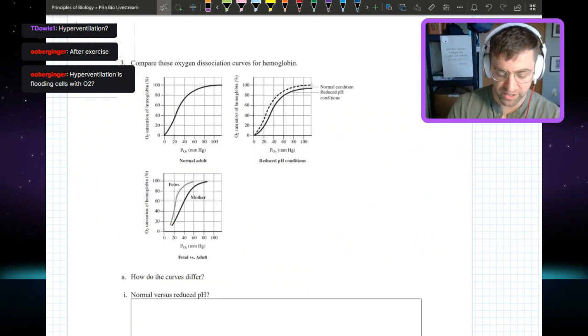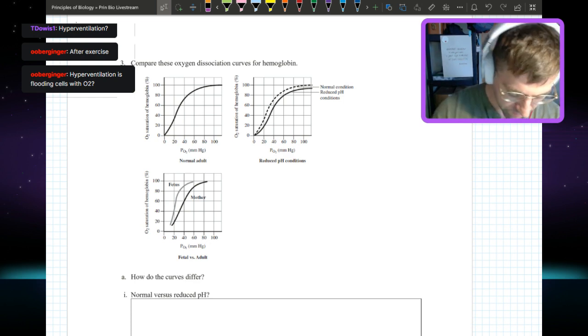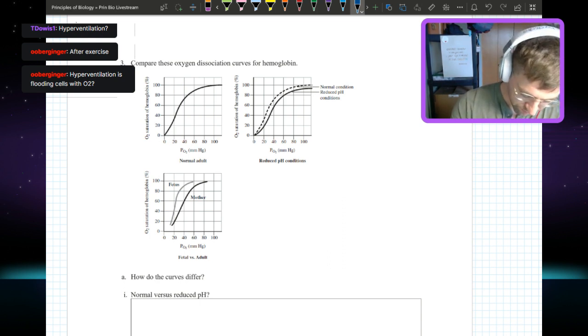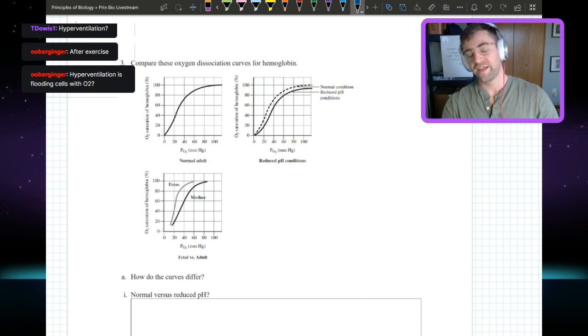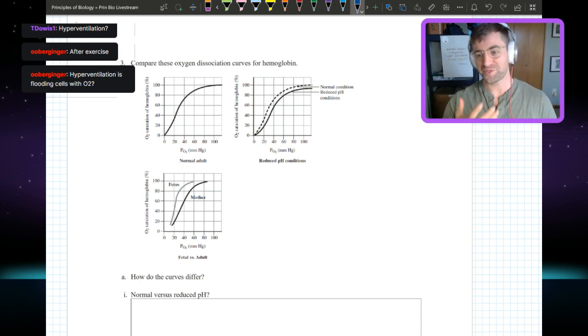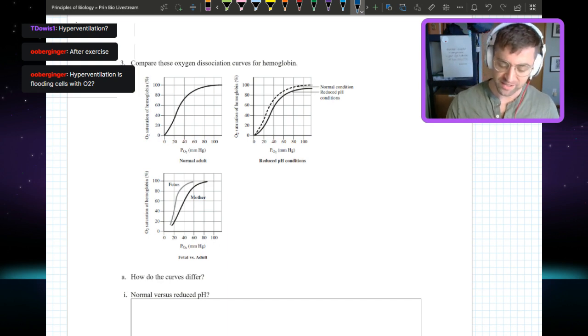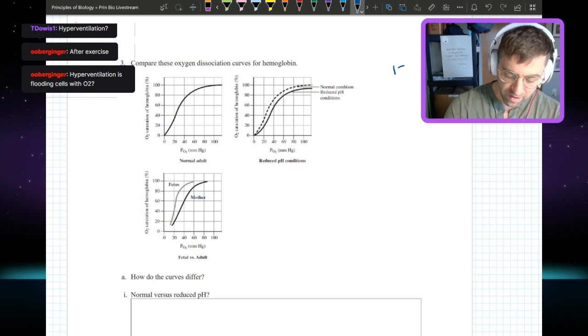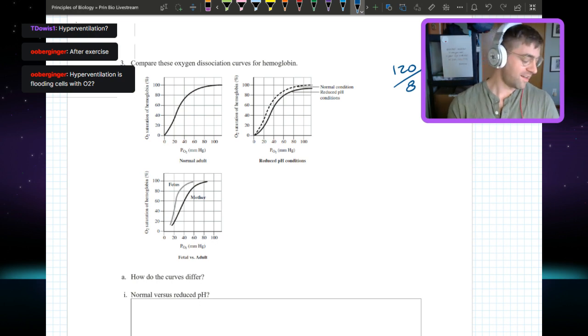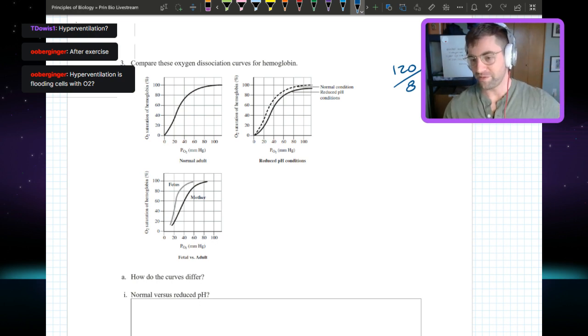So compare the oxygen dissociation curves for hemoglobin. Down here we have PO2, that's partial pressure of oxygen, in millimeters of mercury. If you've ever had your blood pressure taken with the cuff that wraps around your arm, millimeters of mercury is sort of an antiquated unit of measure, but that's what that unit is, with a normal blood pressure being around 120 systolic, 80 diastolic, which would have been a more helpful factoid in the circulation unit, but here we are.